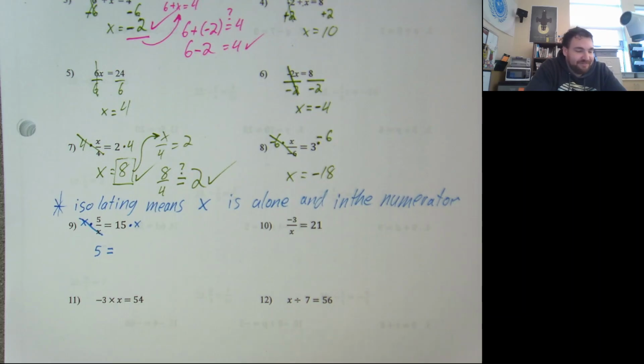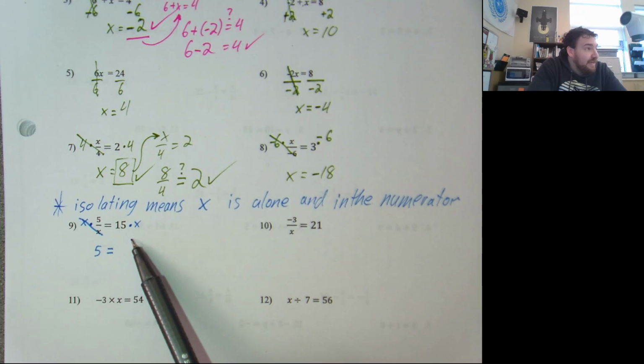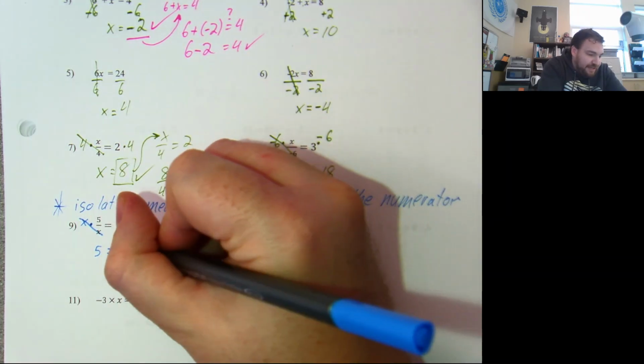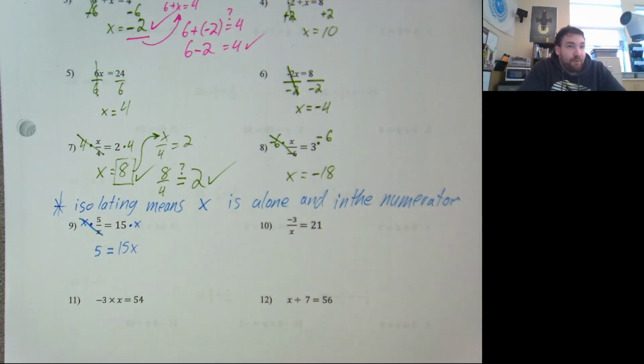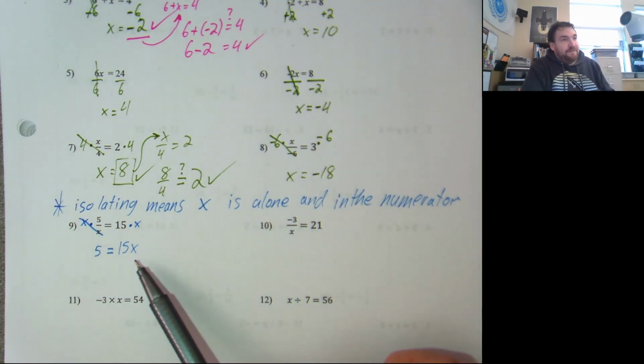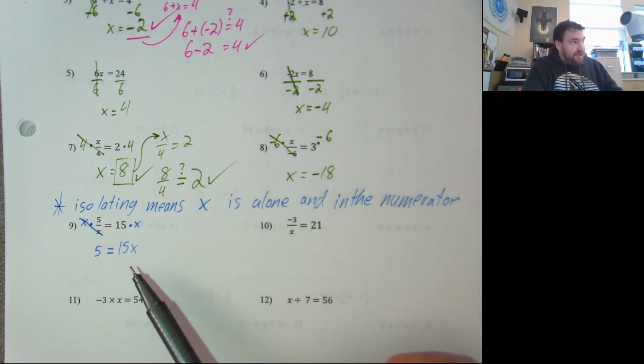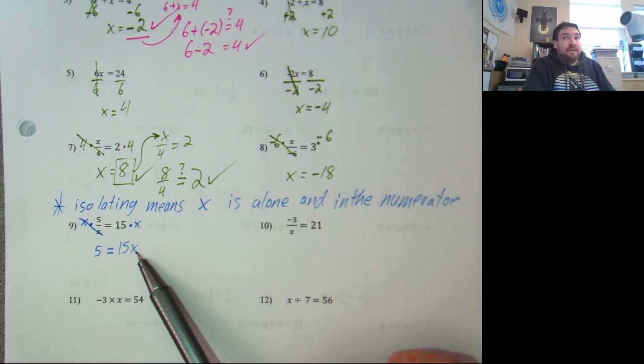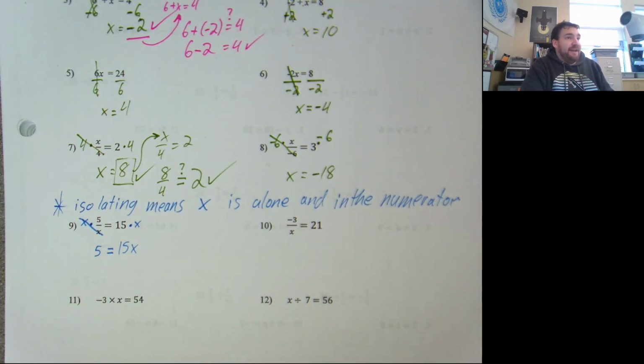Me too. So here we're left with 5. Here, 15 times x is just going to be 15x. Now I want to get x by itself. It doesn't matter if the variable's on the left or the right. We still want to isolate for it. Isolate means get it by itself and up top. It's up top now. Now we just have to get it alone. How am I going to get x by itself now? We're going to divide by 15.